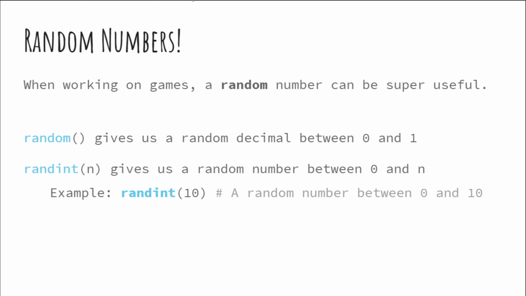So we have two things that give us random numbers. We have random with no arguments, and that gives us a random decimal or floating point number between 0 and 1. We have randint, and that takes one argument. That should be an integer. And that gives us a random number between 0 and whatever number we give it. So if we did randint 10, that'll give us a random number between 0 and 10. And 0 is possible, but 10 is not in those cases, I believe, is how we've set that up.